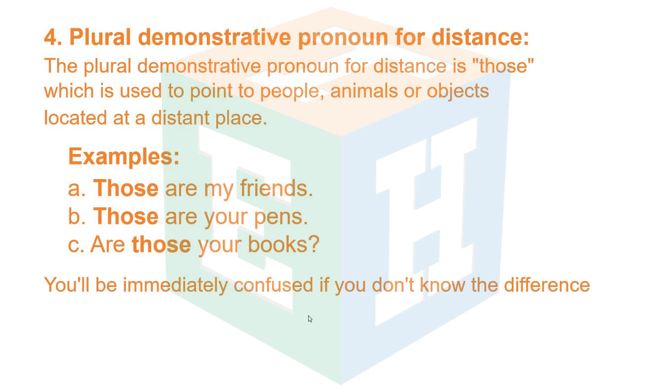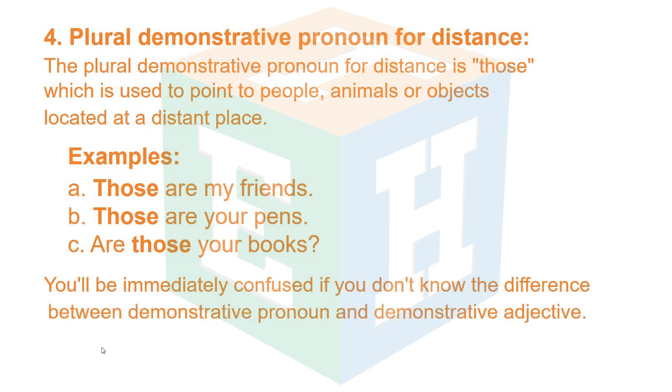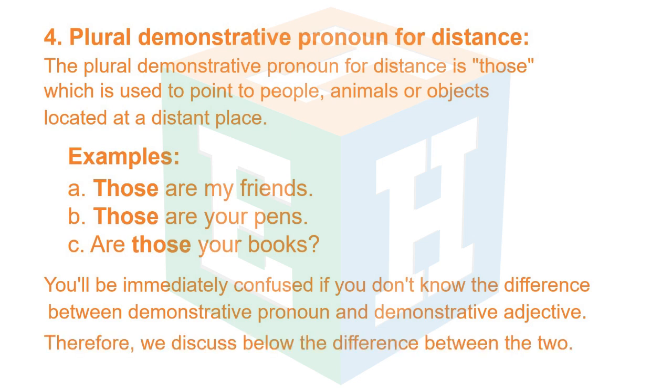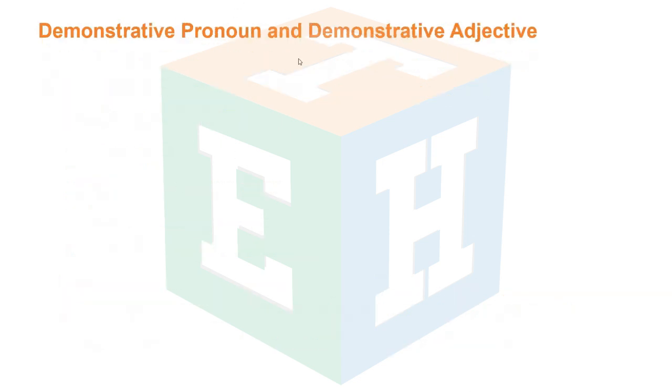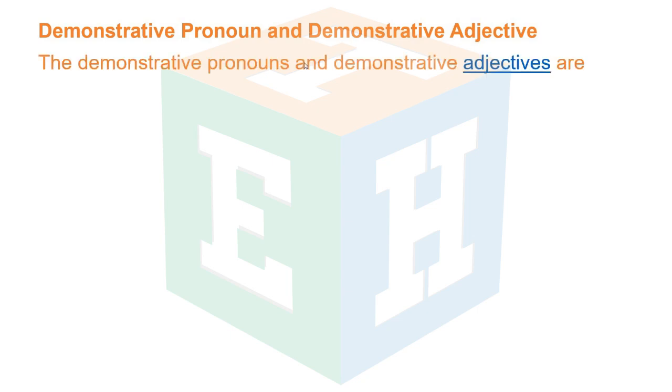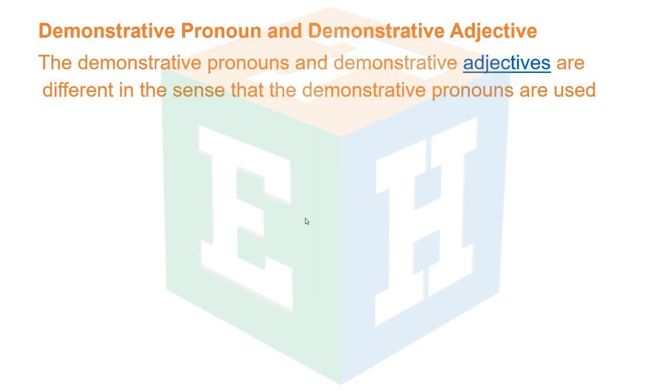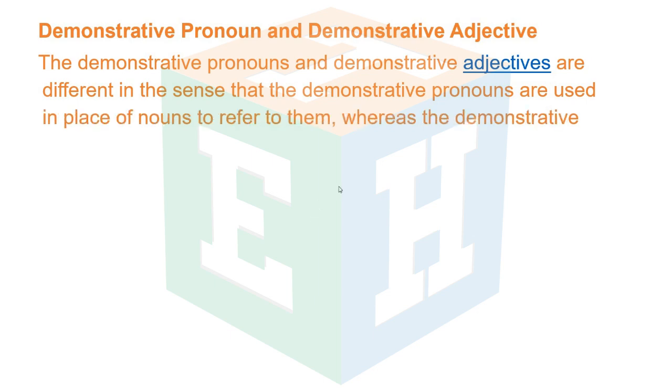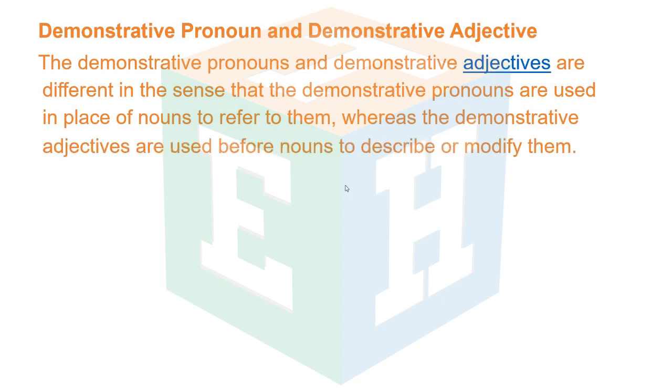You'll be immediately confused if you don't know the difference between demonstrative pronoun and demonstrative adjective. Therefore, we discuss below the difference between the two. Demonstrative pronoun and demonstrative adjective. The demonstrative pronouns and demonstrative adjectives are different in the sense that the demonstrative pronouns are used in place of nouns to refer to them, whereas the demonstrative adjectives are used before nouns to describe or modify them.